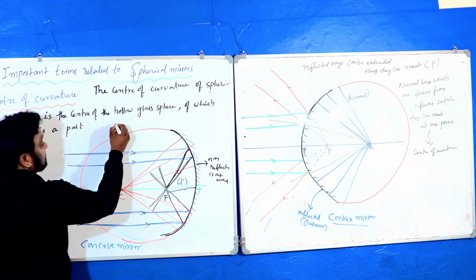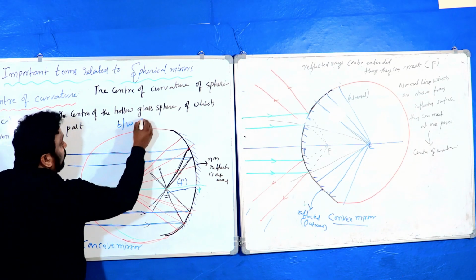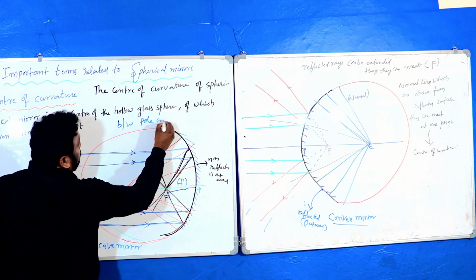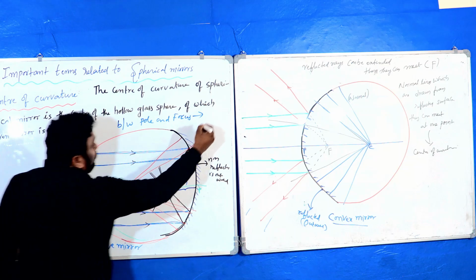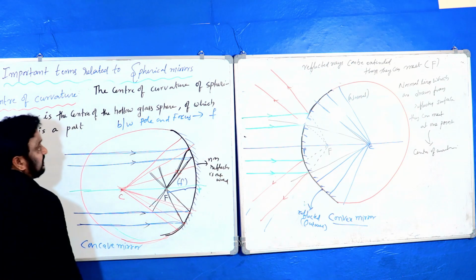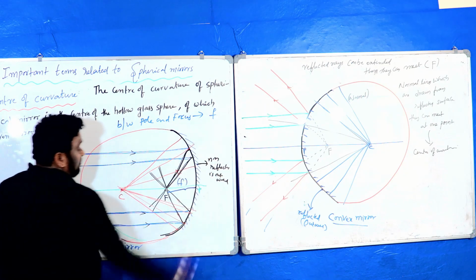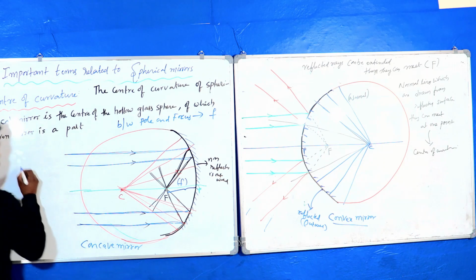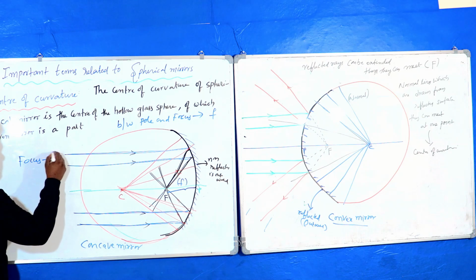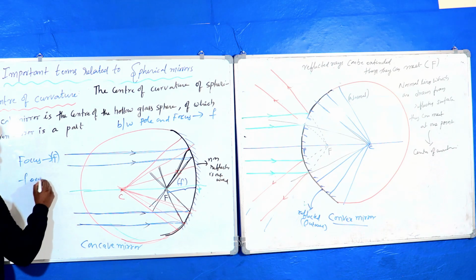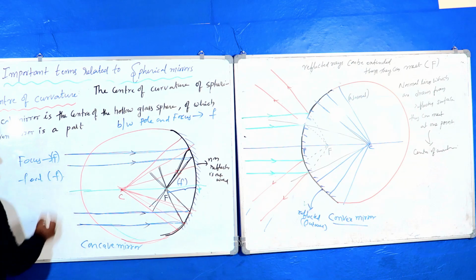What is the distance between the pole and focus? It is what we call focal length. How can we denote it? Small f. So focus point ఎలా చూపిస్తున్నాం? ఫోకస్ పాయింట్ ఏమో క్యాపిటల్ F తో చూపిస్తాము. ఫోకల్ లెంత్ ఏమో స్మాల్ f తో రిప్రజెంట్ చేస్తాము.